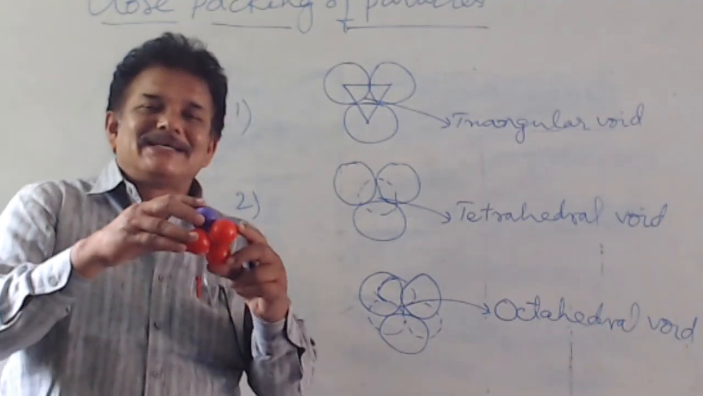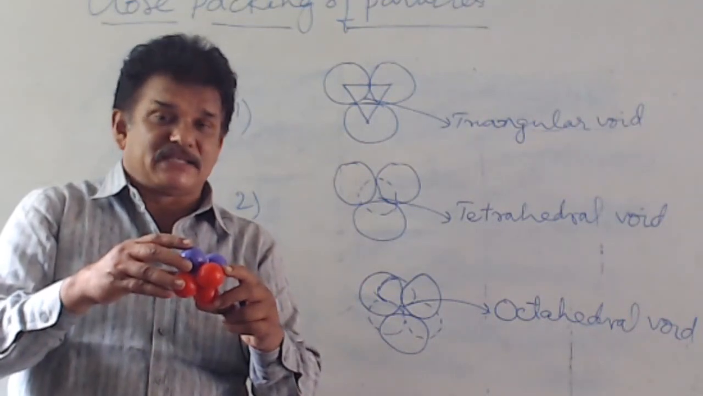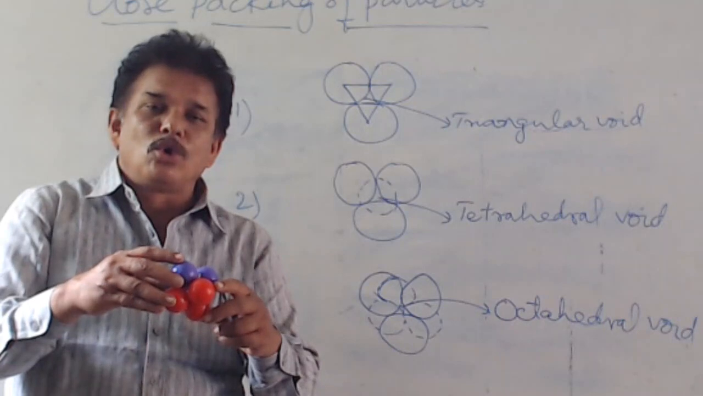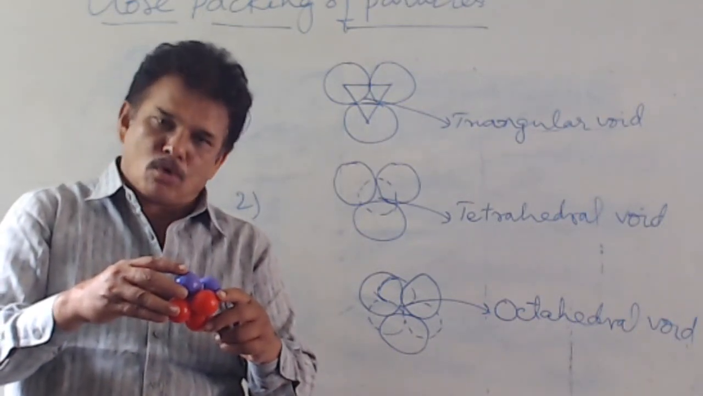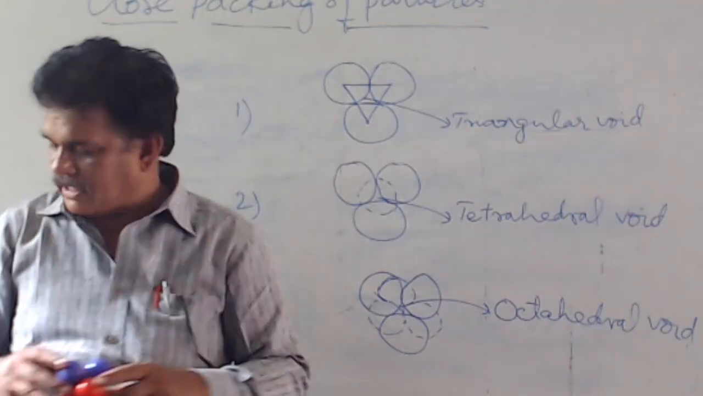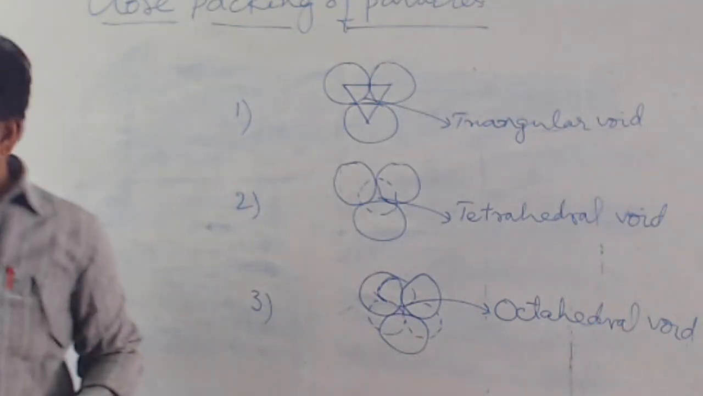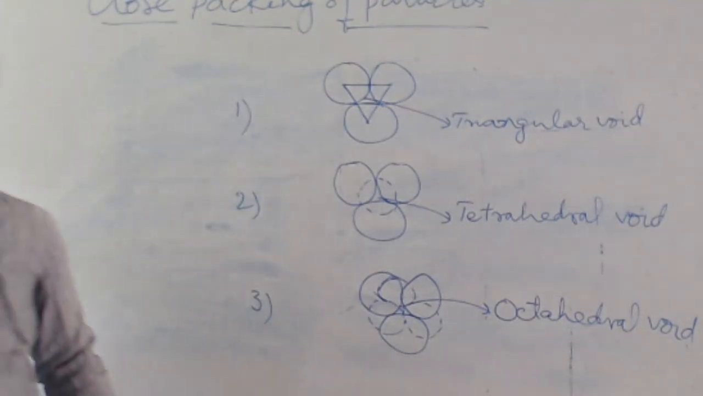Okay, so these are the voids. Void is nothing but a vacant space present in the crystal due to the close packing of particles in three-dimensional mode. Okay, this is about the octahedral void. And now, this packing of particles can be explained in 3 stages.